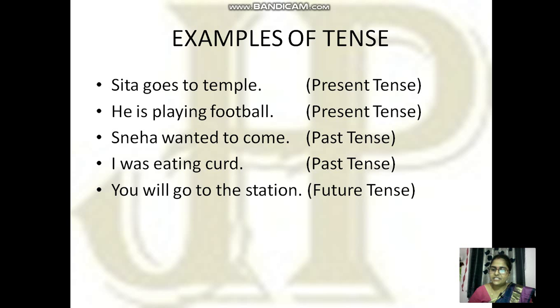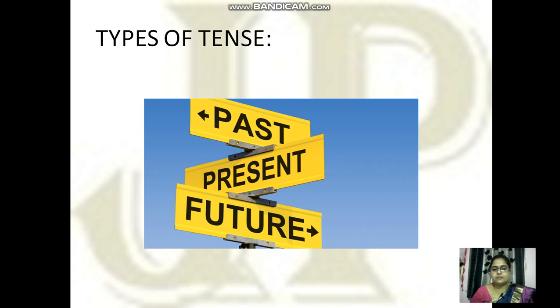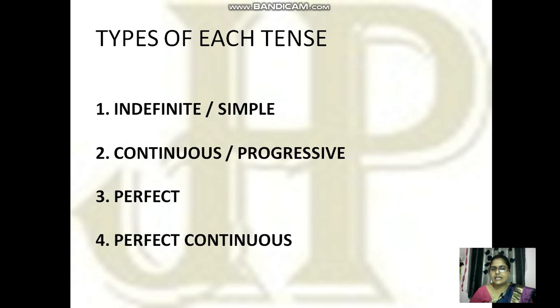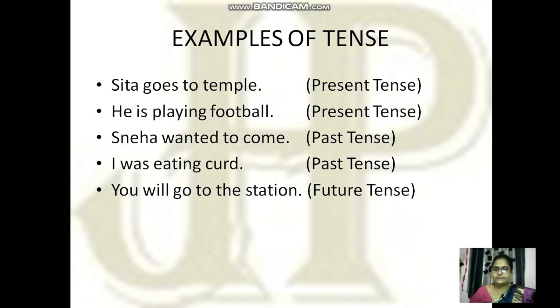So in this video we have discussed the types of tenses, that is past tense, present tense and future tense, and the types of each: indefinite, continuous, perfect and perfect continuous, and the identification of tenses and some examples. In our next video, we will discuss deeply the types of tenses. Okay, but before that, I want to discuss subject-verb agreement in my next video.